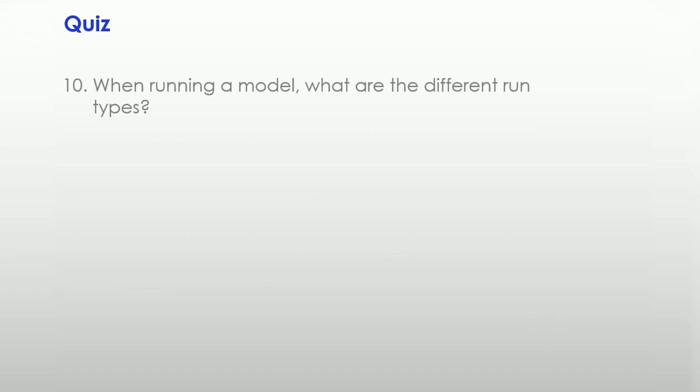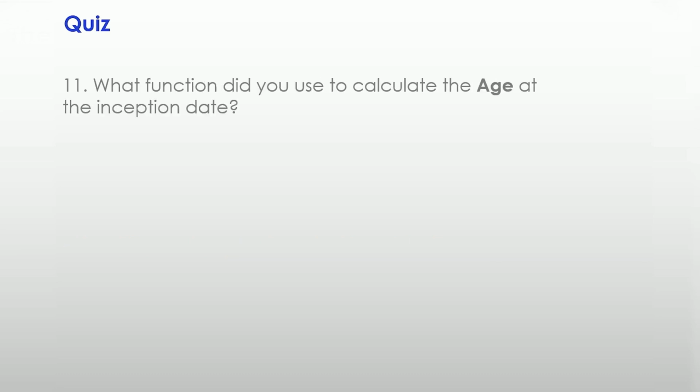Question number 10. When running a model, what are the different run types? Models can be run in live, filtered sample, sample all, or profile mode. Question number 11. What function did you use to calculate the age at the inception date? To calculate the variable age in the data view, EA data view, we used the function duration.